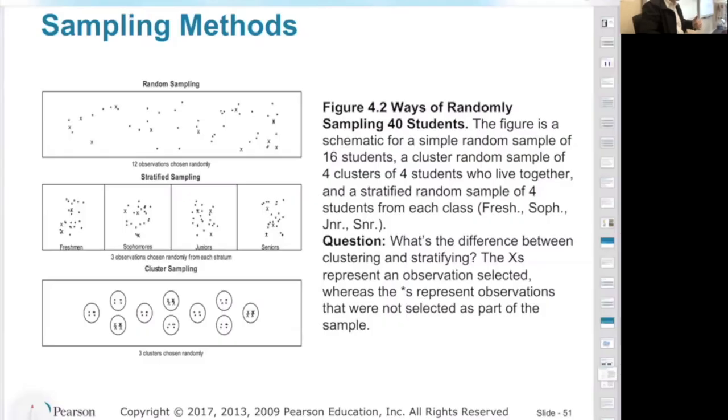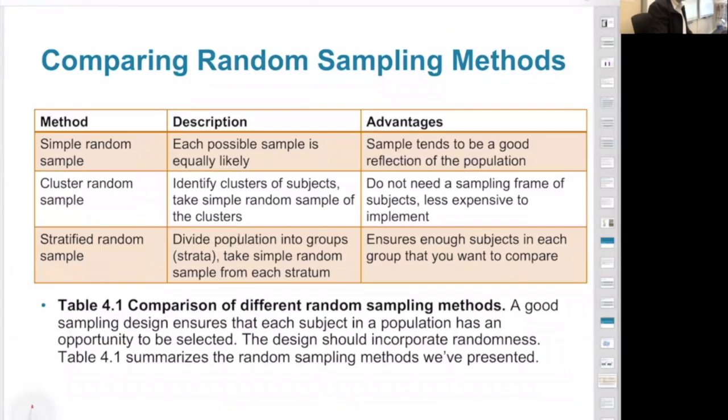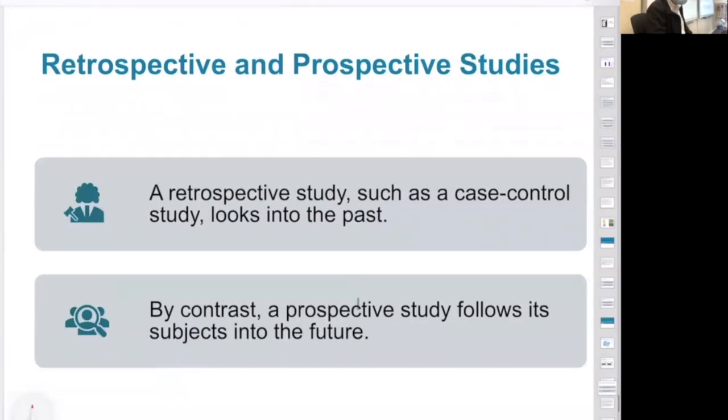This is stratified. But for cluster sampling, you don't need to have a frame for the population, but you can divide the population into clusters or groups, and you will take 2 or 3 or 4 groups as a sample, and you will use all subjects from these groups in your study. So these are the differences between the 3 types of sampling. As you can see here, also in this table, you have the descriptions and the advantages for each one of them. Last thing, I think this is the last thing.